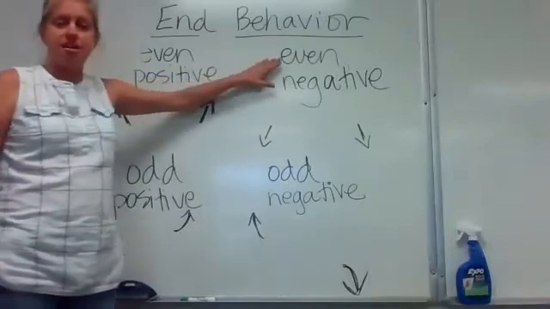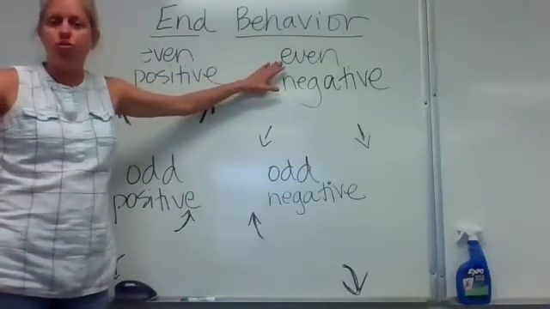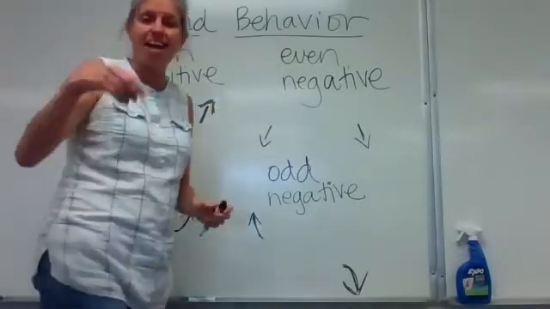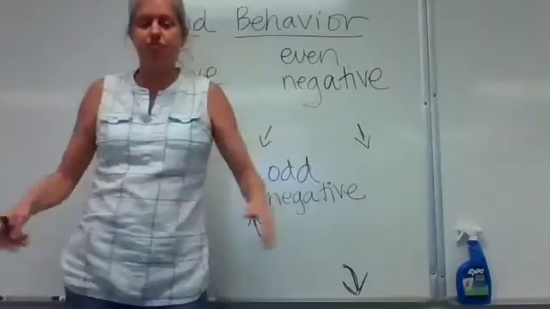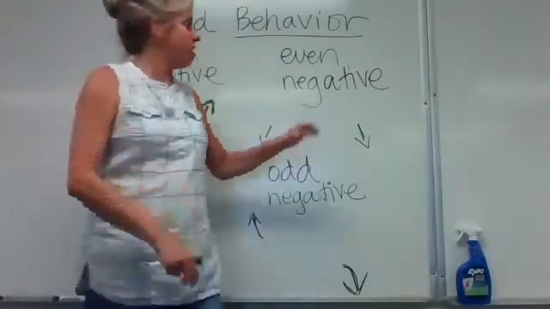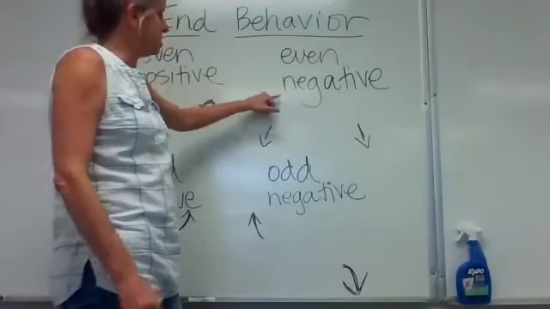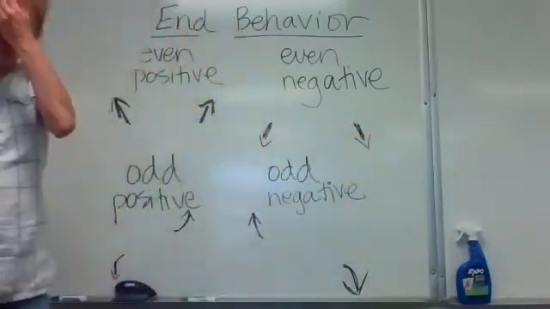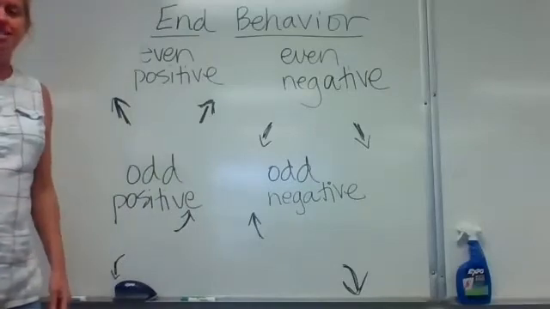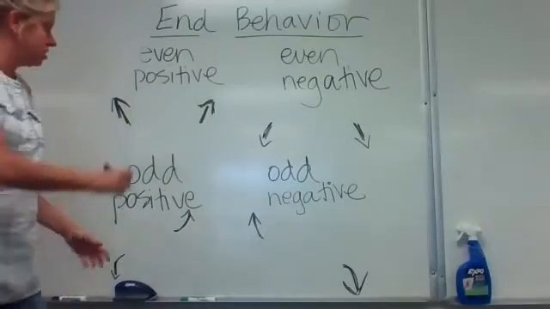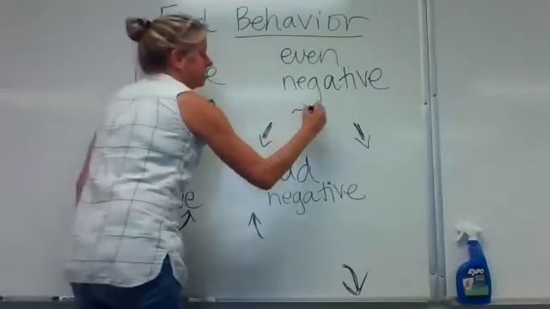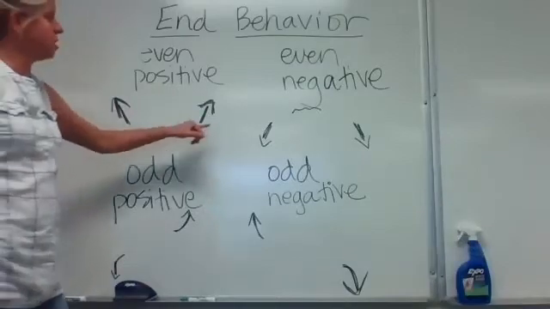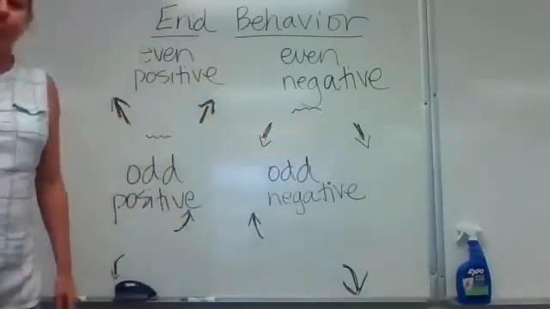If your exponent is even, like squared or to the 4th power or to the 6th power, but your term is negative, the negative x squared did what to the parabola? It flipped it upside down. So if you have an even exponent but the term is negative, both ends are going to be pointing down at the end of your graph. Now, different stuff can be going on in here, but even positive, both up; even negative, both down.